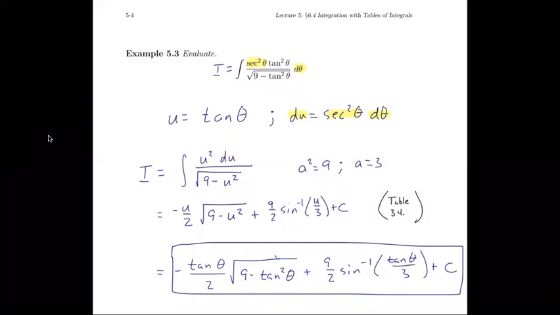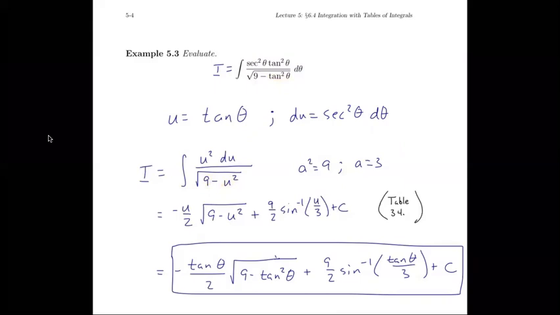Now what's that tangent squared theta? Well, that's pretty straightforward. u is tangent theta, so tangent squared theta is this u squared in the numerator. Then underneath, we've got the square root of 9 minus u squared. Again, u is tangent theta, so tangent squared theta is u squared. So now we've got a form that might match the table. It's an a squared minus u squared form. So let's see if we can find this integral in the table.